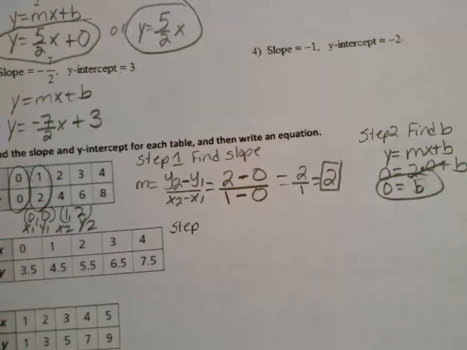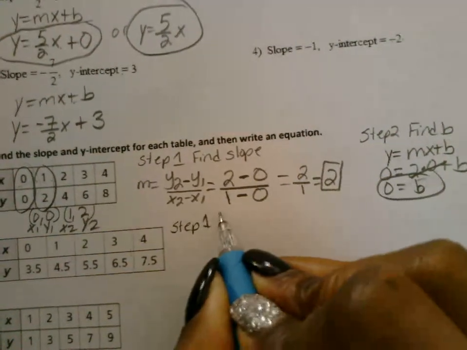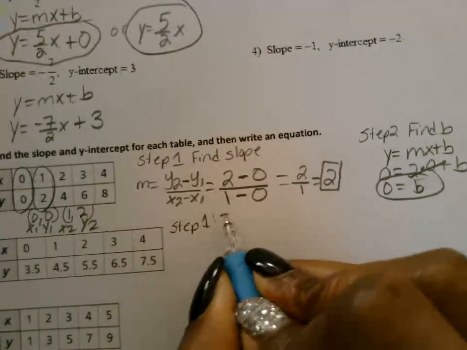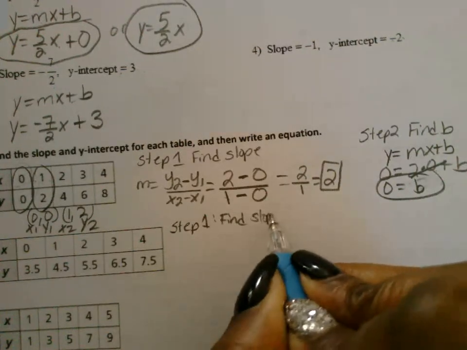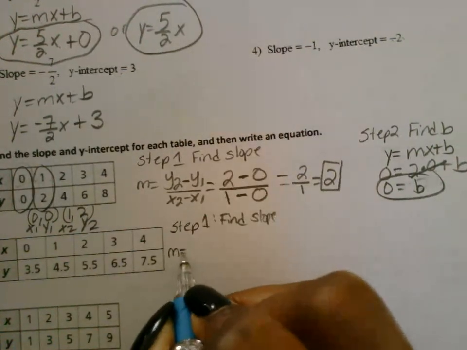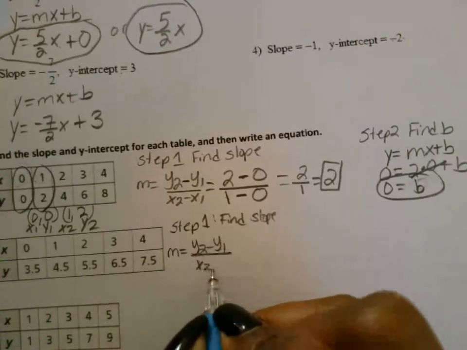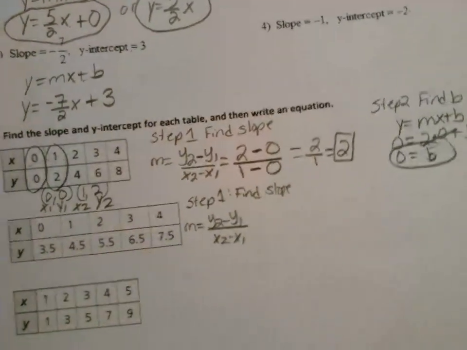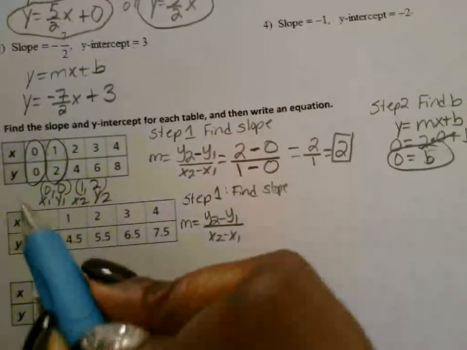All right, okay, y'all. This first step, let me get my pencil back. This first step is to find the slope, okay? Step 1, same thing we did right here. We're going to find the slope. When you find the slope, or m, use the formula y2 minus y1 over x2 minus x1, right? Okay, so you're going to pick 2 good points from this table.